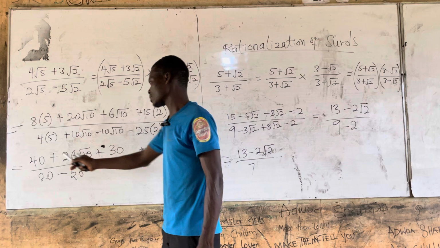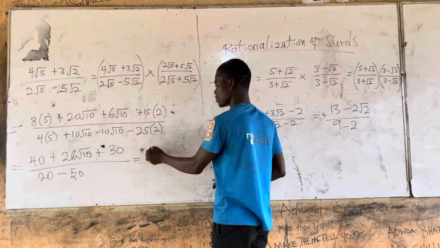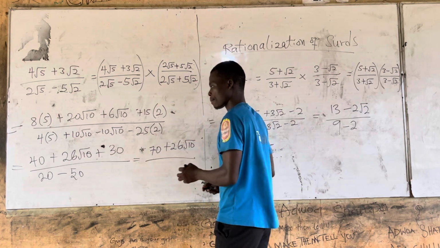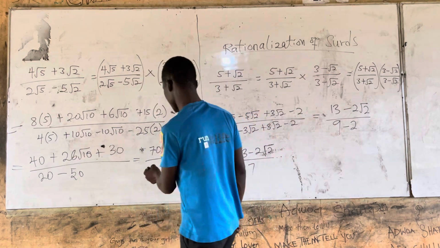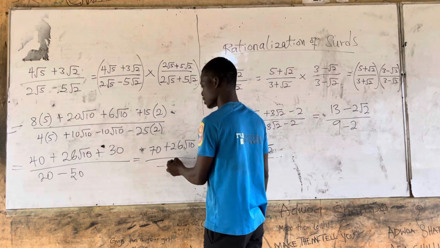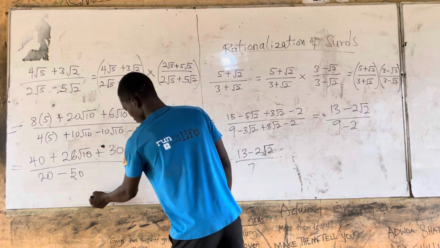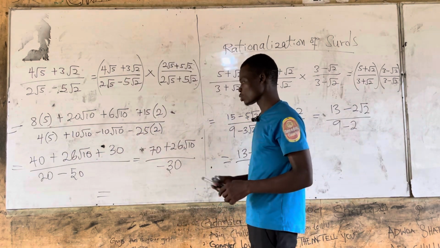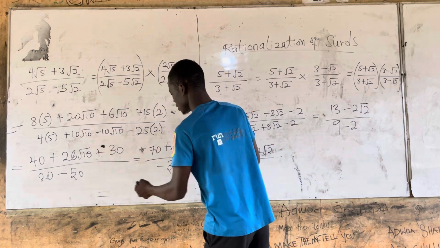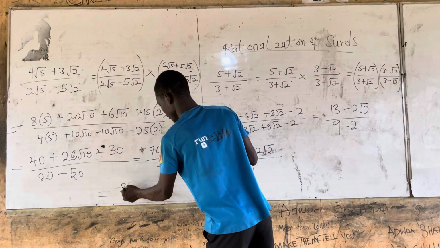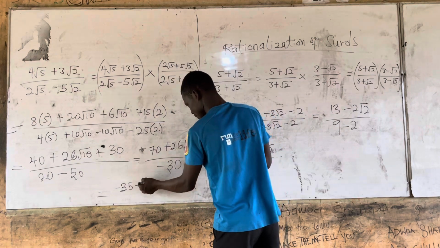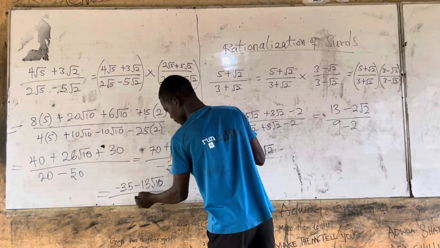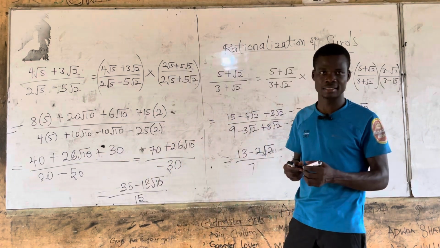And we are going to get constant plus the constant. 40 plus 30 is what? 70 plus 26 root 10 all over 20 minus 50, which is negative 30. So we can move on to simplify this one again by taking 2 to divide through. So negative 2 goes into this, negative 35, negative 2 here, minus 13 root 10, all over 15. So this is our final answer.